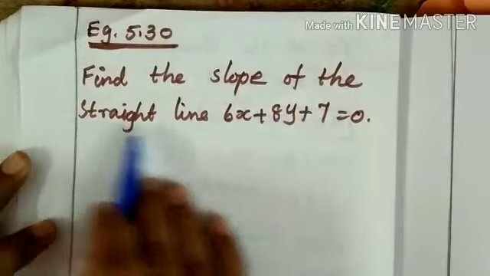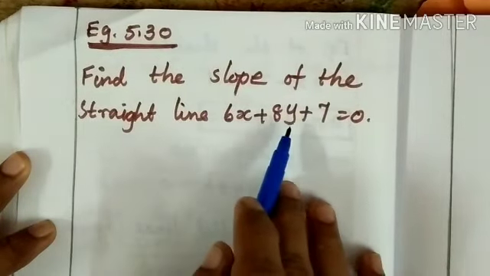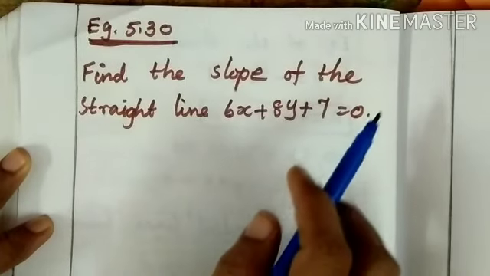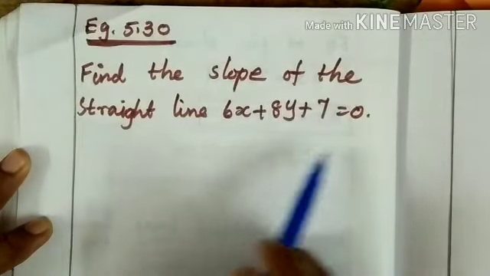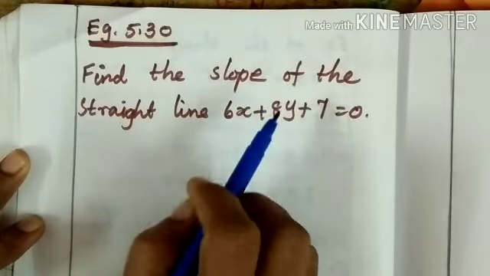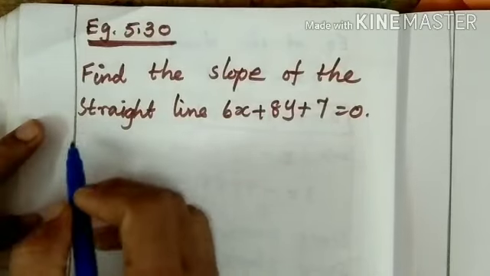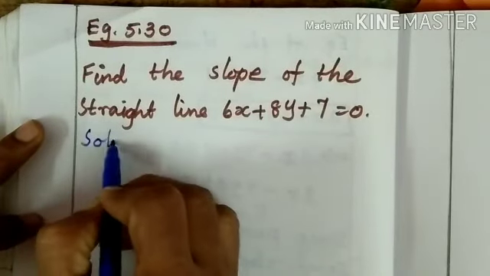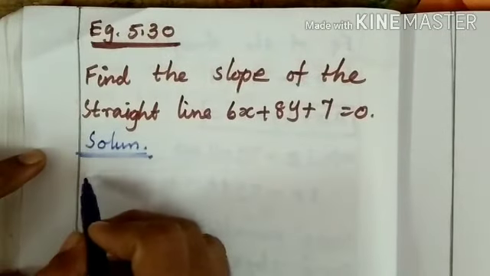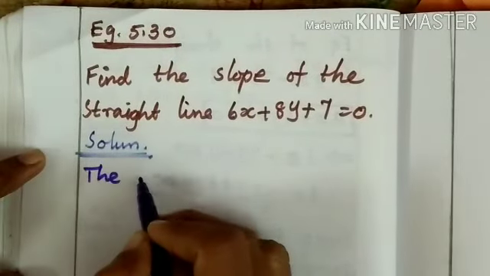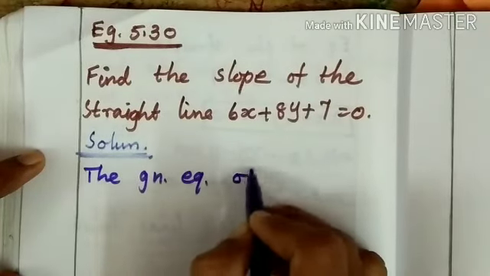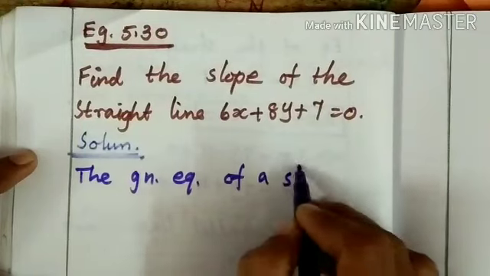Let us see the example, sum 5.30. Find the slope of the straight line 6x plus 8y plus 7 is equal to 0. In this question, the equation of the straight line is given. We have to find its slope. Let us do the solution. First you have to write down the given equation.